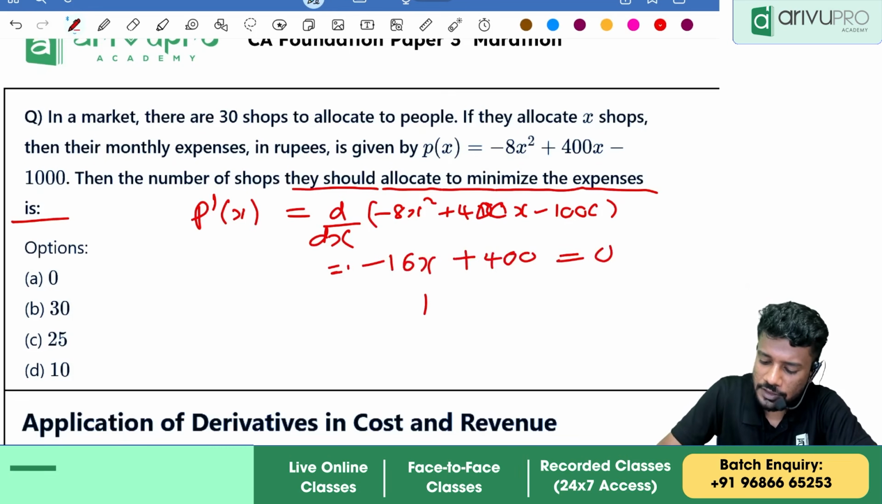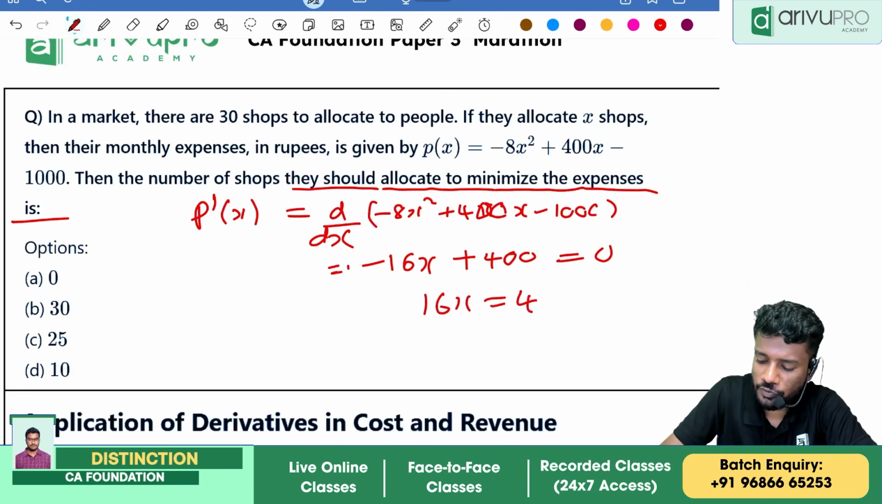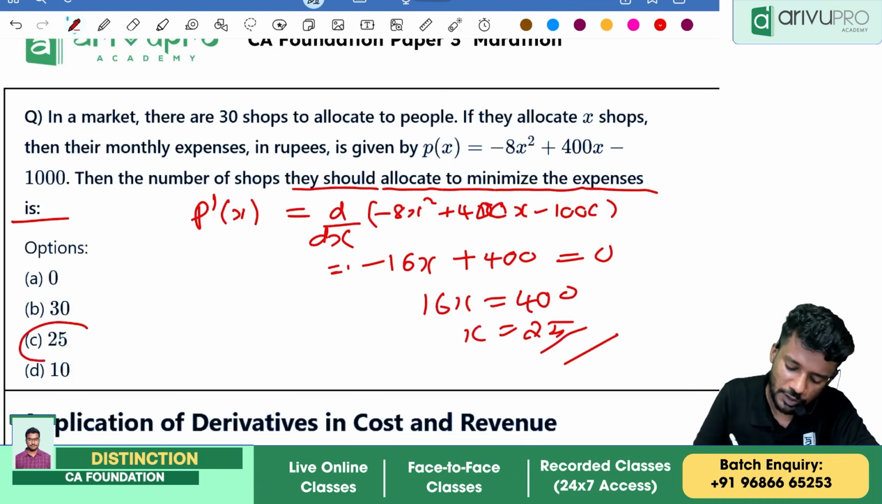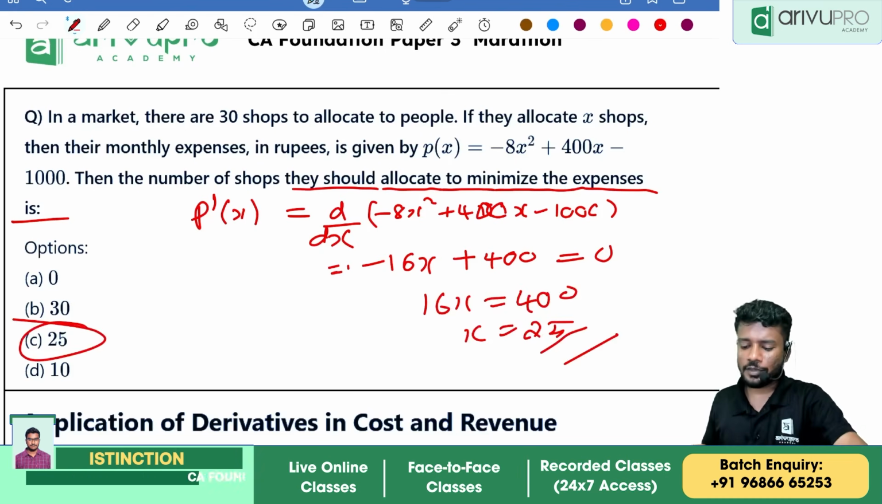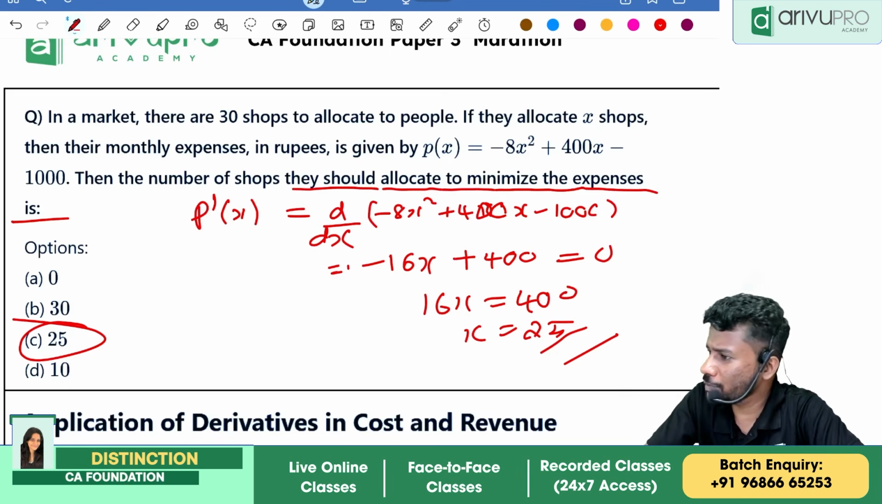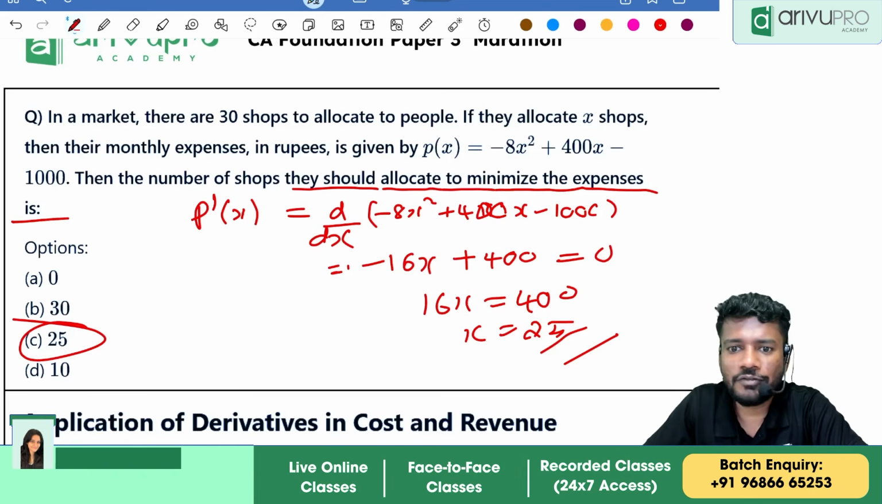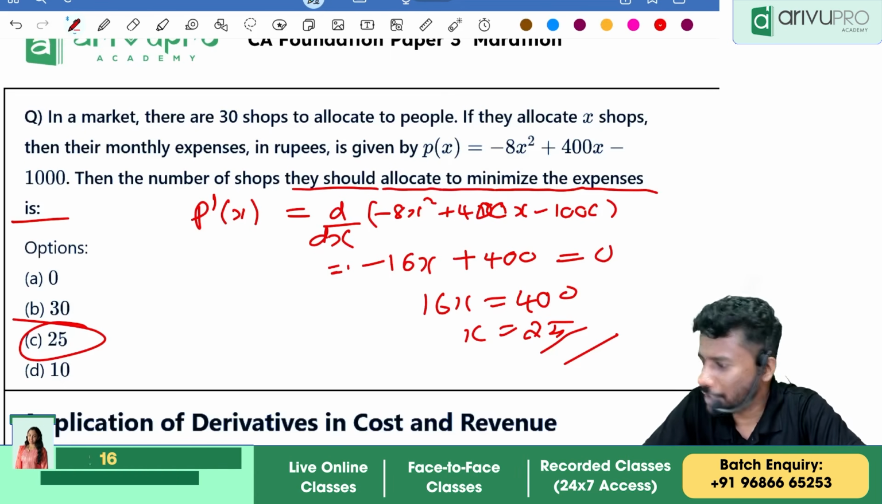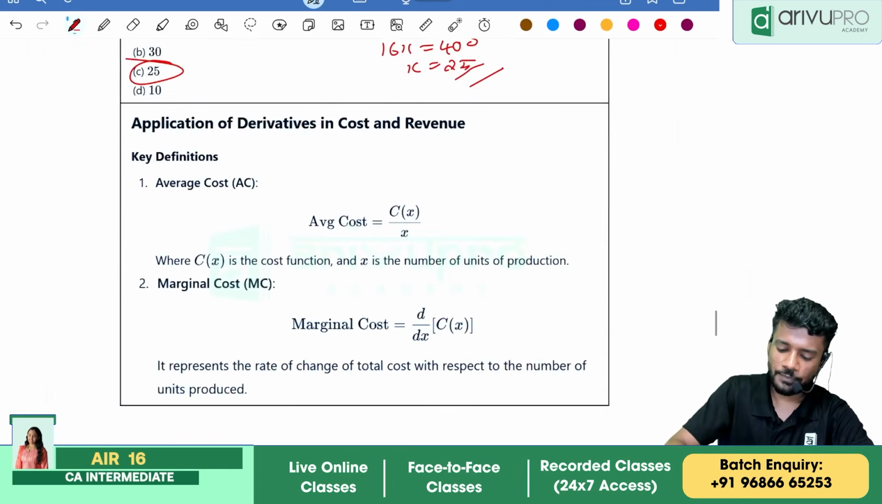Now from that, x is how much? 16x is equal to 400. X is equal to 25. Is there any other x value? No. The first derivative itself is directly giving us the answer. That means that itself is a point of minimum. Got the point? Yes.